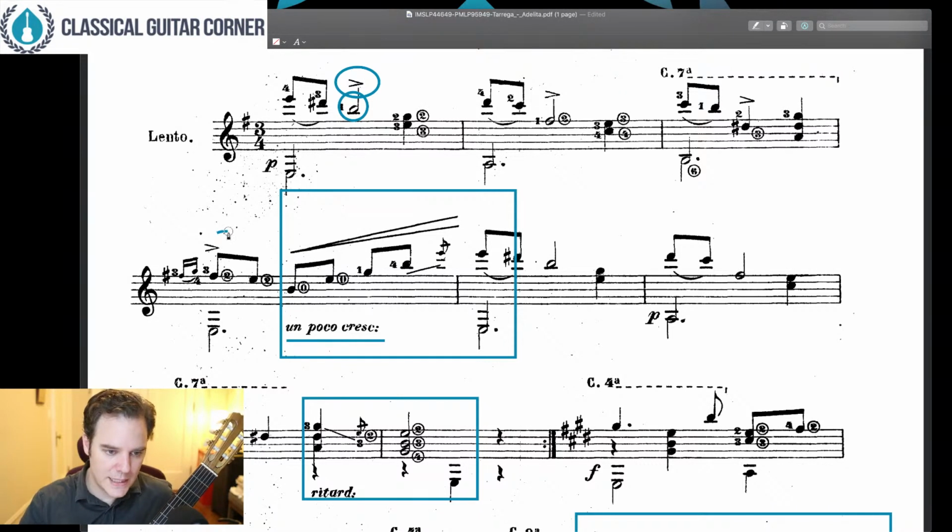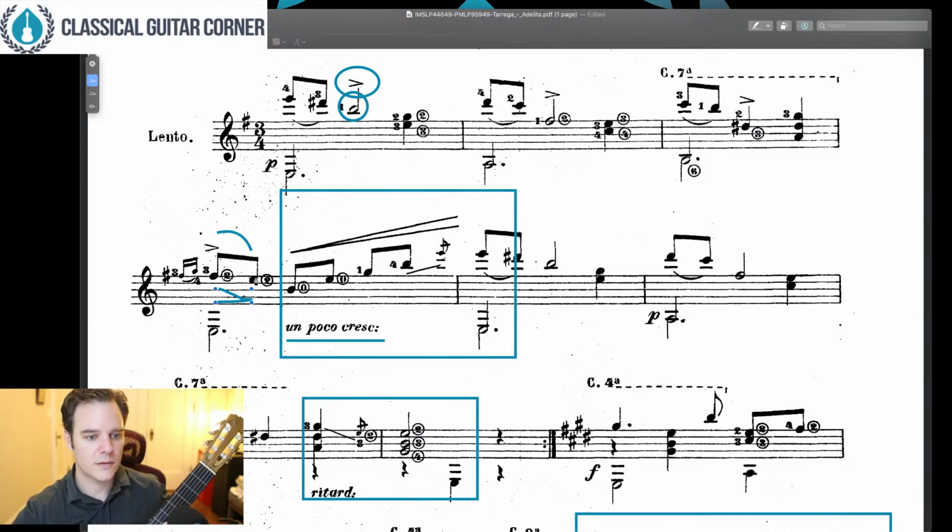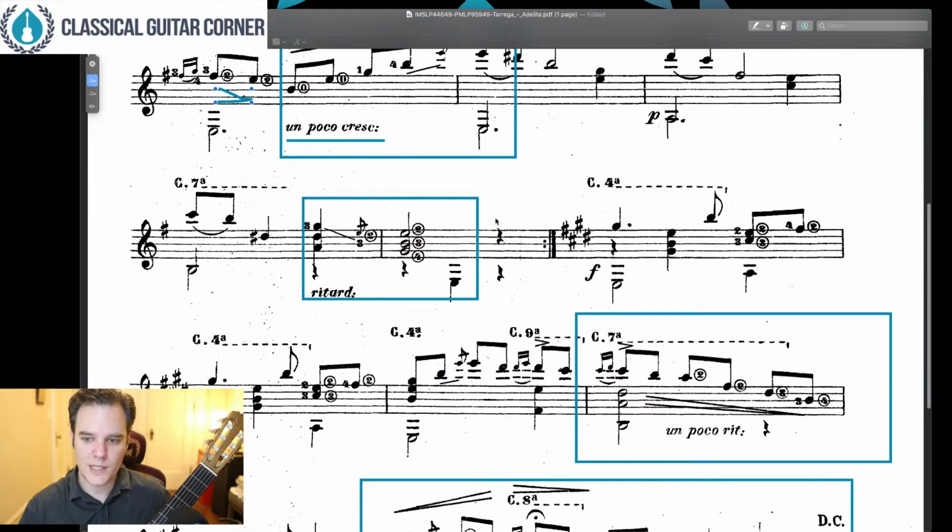I'm also doing a decrescendo here, even though it's not marked. But this, once again, is a non-chordal tone to a chordal tone. So I'm going... Right? Now, what's happening here?